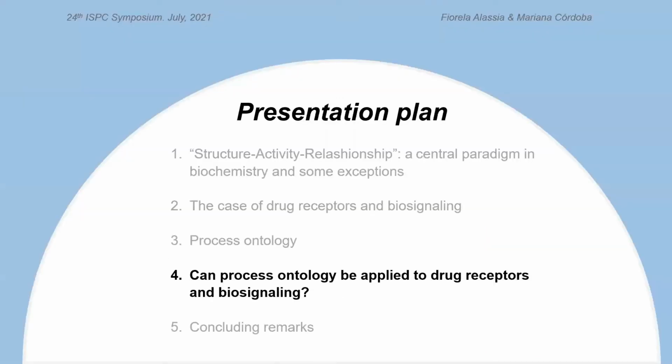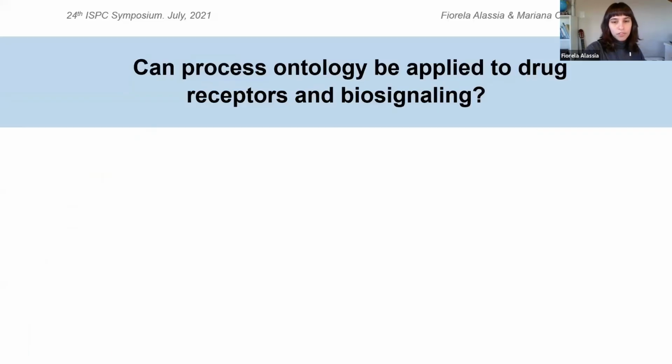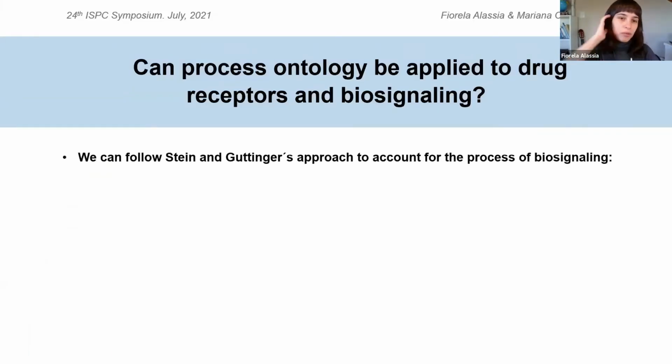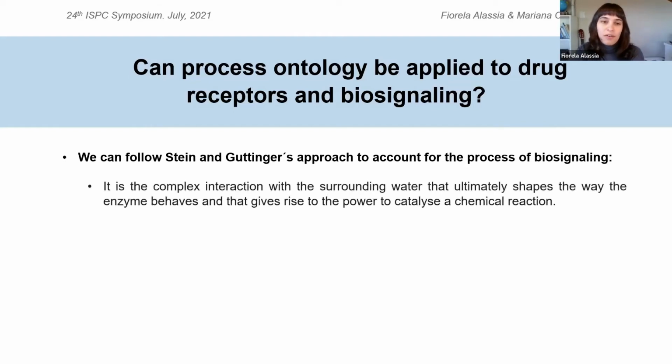Now we follow Fiorela. Okay, so the final question is whether we can apply process ontology to drug receptors and biosignaling. So first, we can follow Stein and Guttinger's approach to account for the process of biosignaling. So let's remember the central points of them.